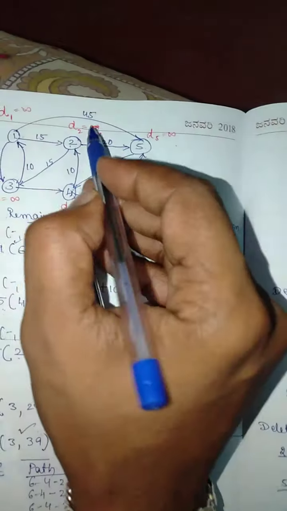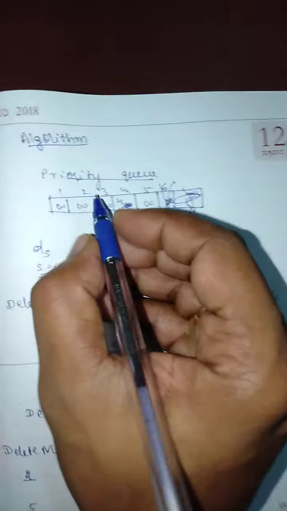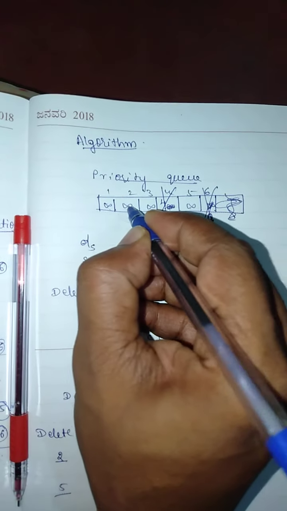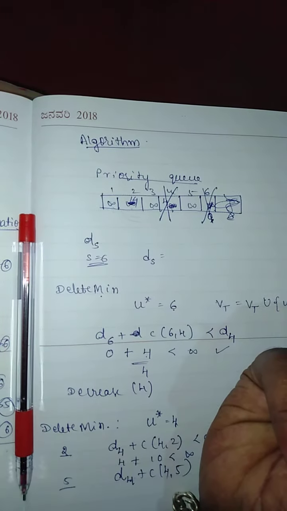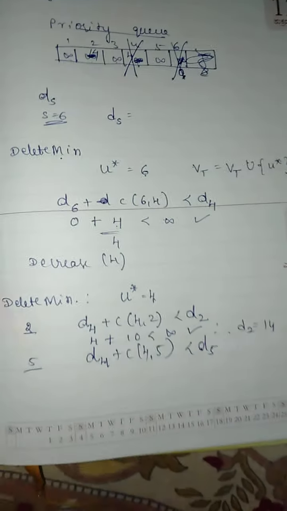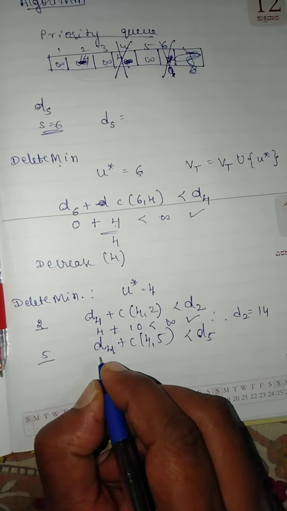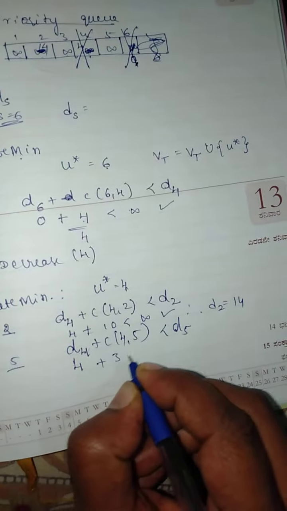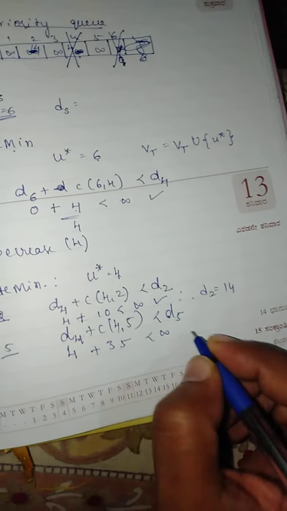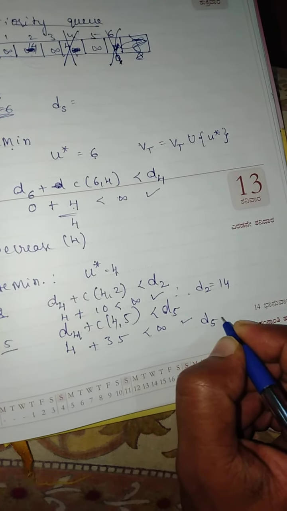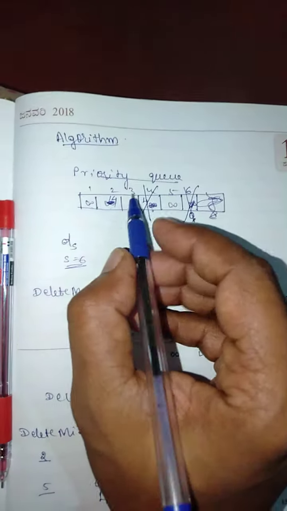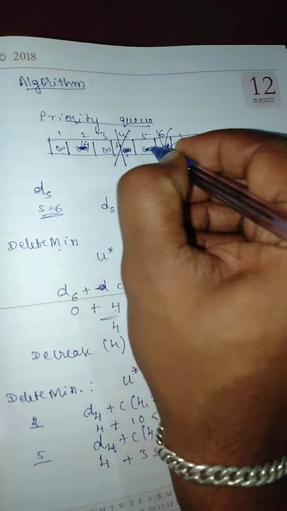And decrease the priority for the element 2. For element 2, this element we have already removed, so make it 14. Next, for 5, what is the d4? d4 is 4 plus cost from 4 to 5. It is 35. Is it less than infinity? Yes, of course. Therefore d5 is updated to 39. So d5 now we will update to 39, and accordingly we will have to decrease the priority for 5 to 39.